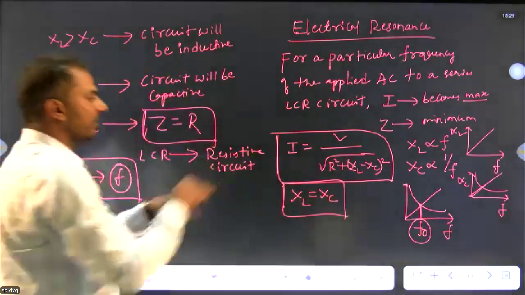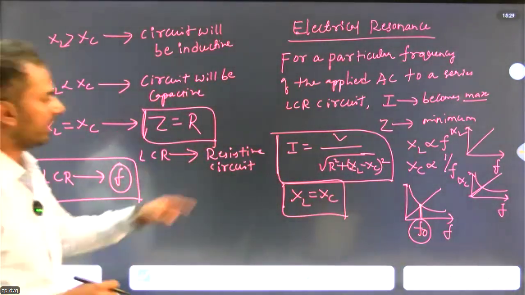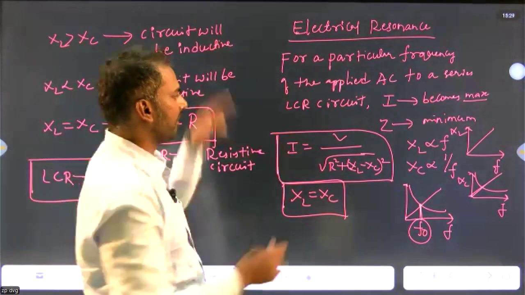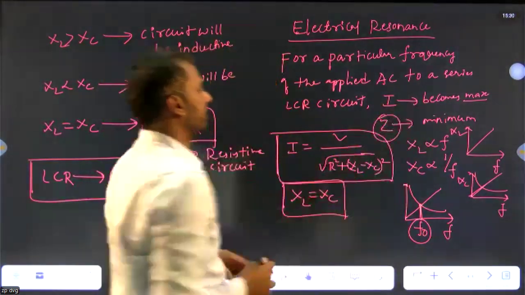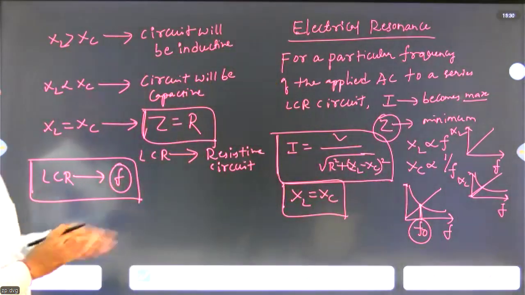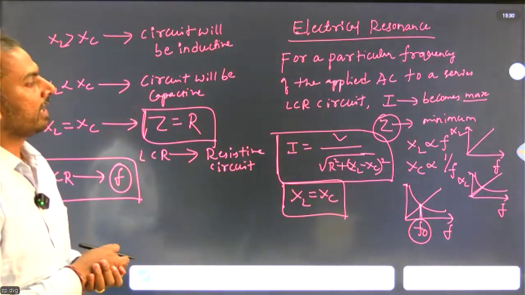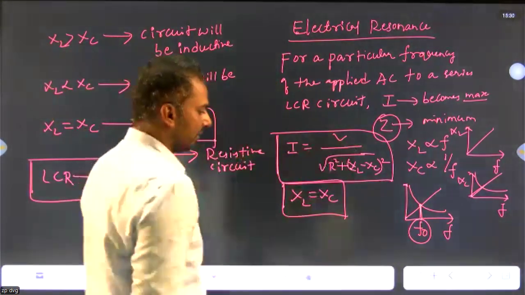If XL is equal to XC, current in the circuit becomes maximum and impedance of the circuit becomes minimum, which is the condition for electrical resonance. XL is equal to XC.